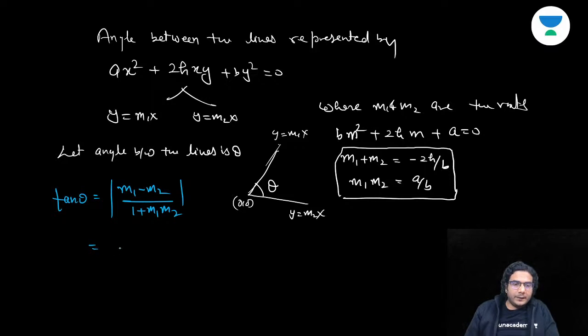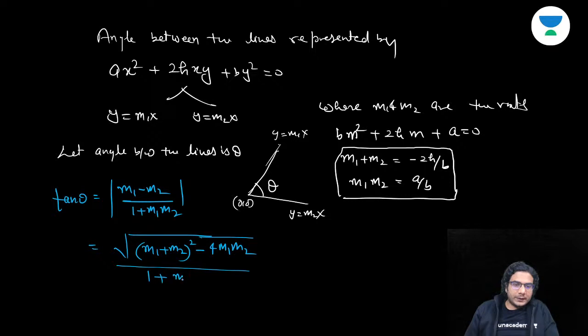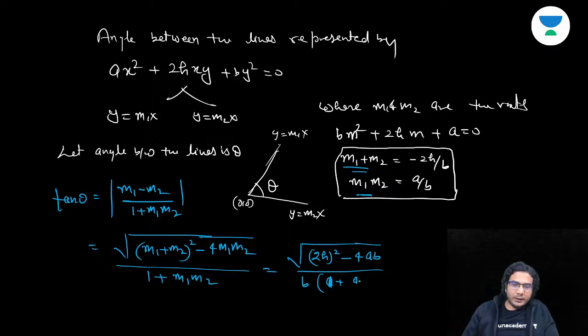And then m1 minus m2 is under root of (m1 plus m2) the whole square minus 4 m1 m2, divided by 1 plus m1 m2. Now we can put these values of m1 plus m2 and m1 m2 and we'll get the formula. So it is going to be (2h) the whole square upon b square. If I take LCM, it is going to be minus 4ab, divided by b square as the LCM, and 1 plus a upon b.